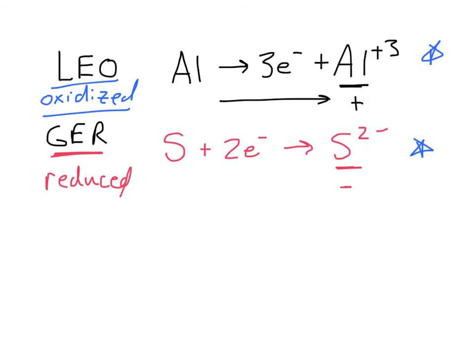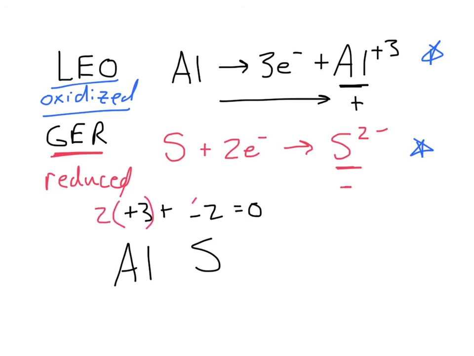Now if you were to put these two together, you remember, you're going to try and balance the charge, so you have Al plus 3 and S minus 2. They're going to add together to equal 0, so I'm going to need 2 of these to go with 3 of these. That means a 2 here and a 3 here.